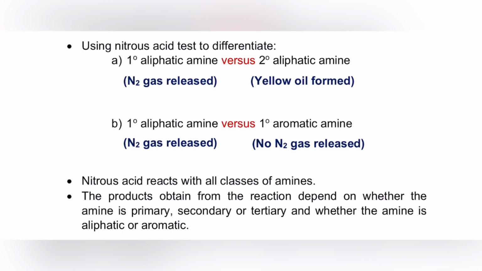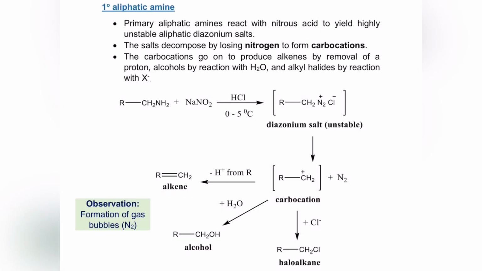So, apa yang boleh awak nampak kat sini, nitrous acid dia reacts with all classes of amines. Cuma kelas dia sahaja yang berbeza. Dan produk yang awak dapat bergantung kepada class of amine dan juga sama ada amine itu adalah aliphatic ataupun aromatic. Let's focus with the first class of amine. It is primary aliphatic amine. Primary aliphatic amine, dia akan react dengan nitrous acid untuk menghasilkan very unstable aliphatic diazonium salt. So this diazonium salt, macam mana rupa dia? It looks like this one.